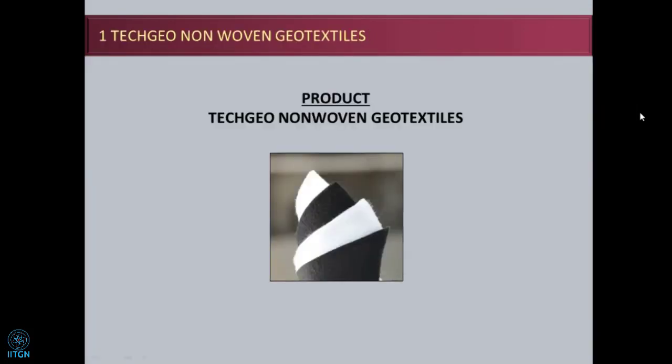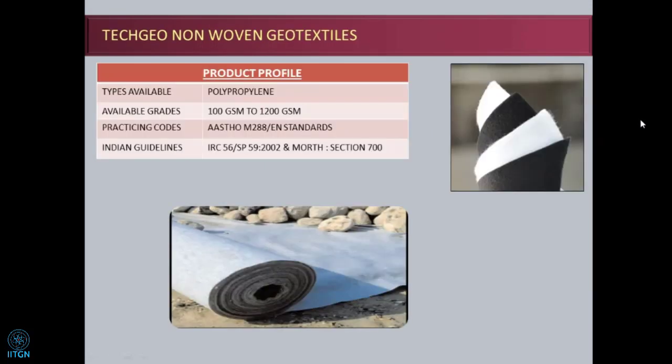So now I'll just briefly go one by one through the products so that you can have an idea of the application areas and the specification availability of each range of the product. So we'll start with the non-woven geotextile. The basic product which we are manufacturing under the umbrella of non-woven geotextile, the raw material we are using is polypropylene.